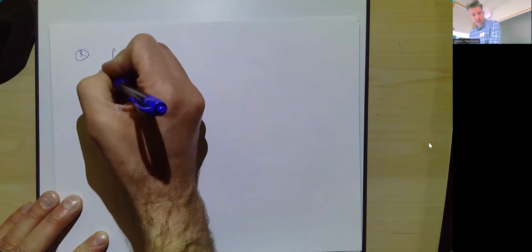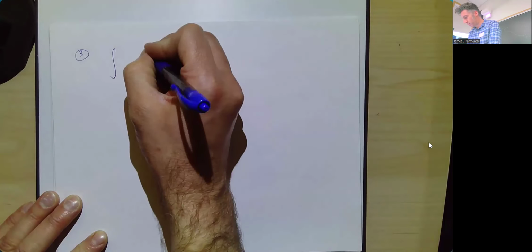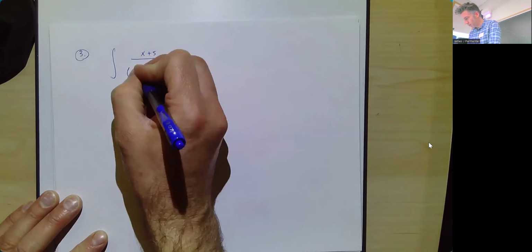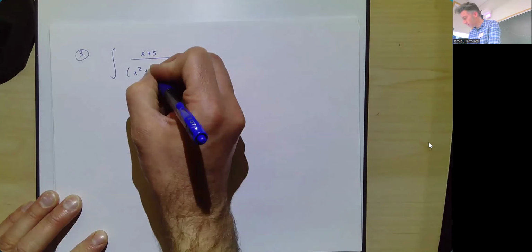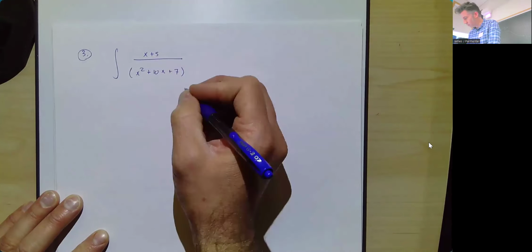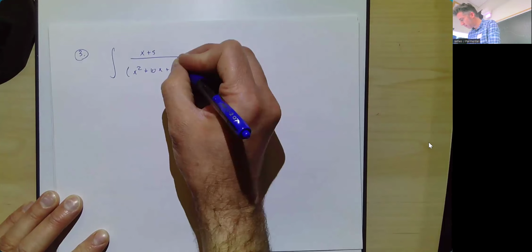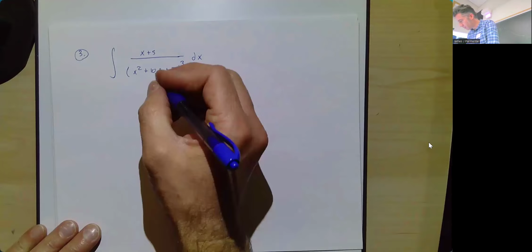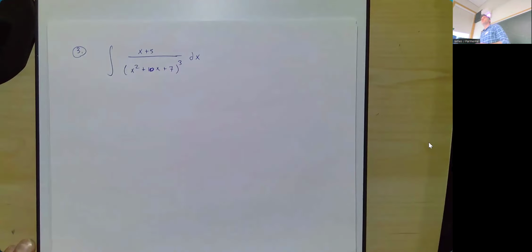But let's look at this example. The integral of x plus 5 over x squared plus 10x plus 7 to the third power. That 10 looks not the best. All right. What do you all think a good choice for u might be? Right, the x squared plus 10x plus 7. So go ahead, let u equal that, find du, and then see if you have it.